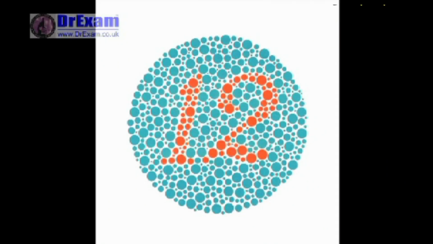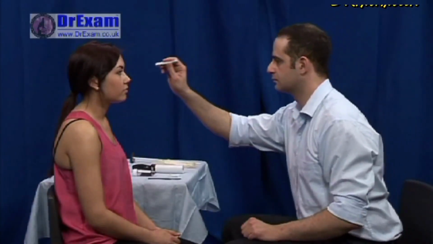Move on to pupillary assessment. Note size and symmetry. Test the direct and consensual light reflexes. And you should also examine for swinging light reflex at this point. Test accommodation, asking the patient to focus on an object behind you, then on an object close to their face.